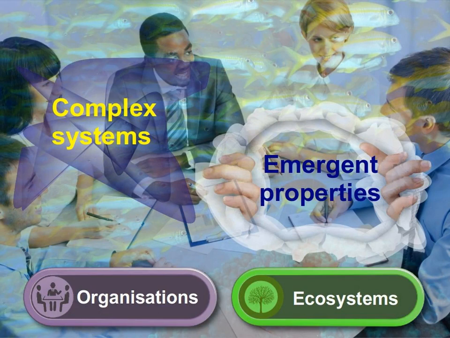If we look at ecosystems and we look at organizations, they have some things in common. They're both complex systems with emergent properties. That makes them very difficult to manage because you have the so-called butterfly effect. A small change here can have a big change in the ecosystem. Similarly, an attempt to make a large change can be resisted by the ecosystem as well.